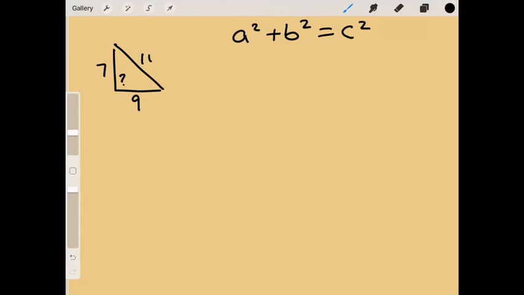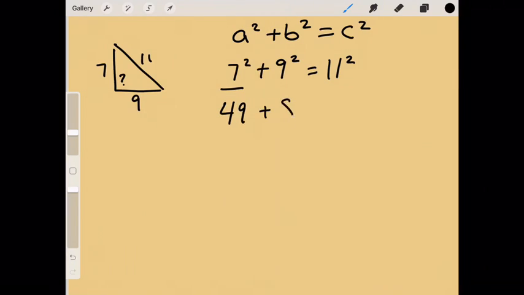Good, 11 is C because it's the biggest value. So I'm going to plug each of these in. I'm going to make 7 A. So 7 squared plus 9 squared equals 11 squared. Now we're going to pause the video and you're going to tell me, is this mathematically accurate?